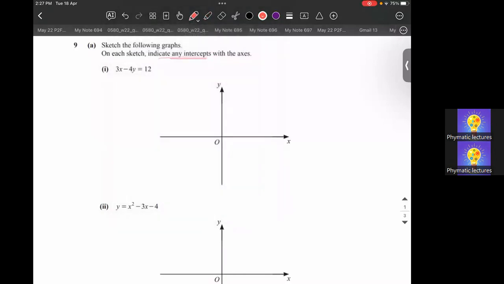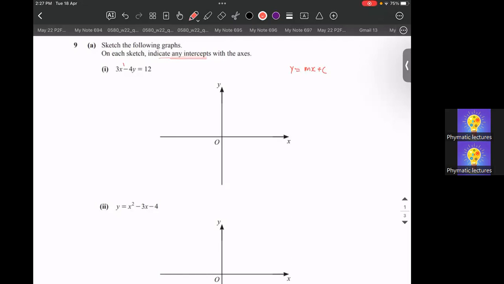So the first equation is 3x minus 4y is equal to 12. See the power of x. It is a first degree equation, and this is in the form of y is equal to mx plus c. This is an equation for a straight line. So the first question is about drawing the sketch of a straight line.